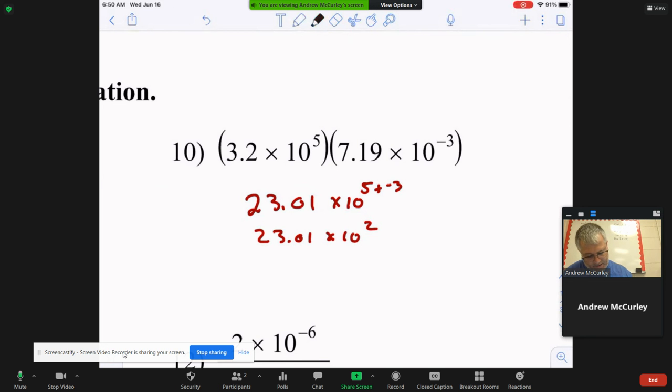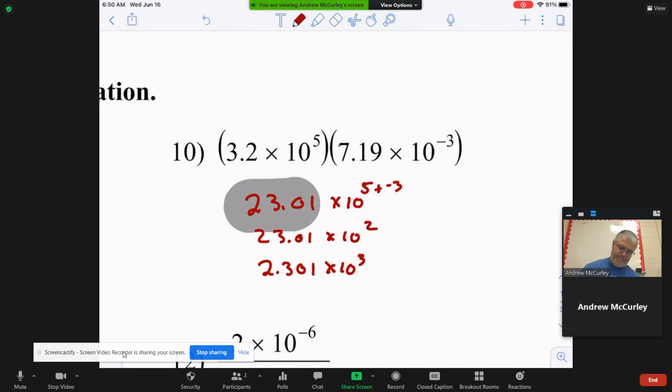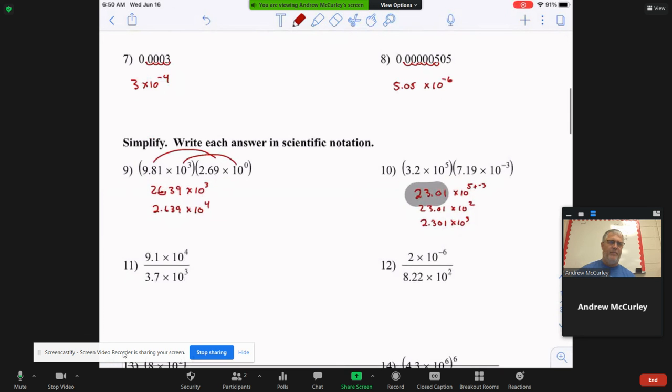The number here has to be less than 10 and 1 or greater. So we've got to have it be 2.301 times 10 to the third. We had to move it once. All right. Really, it's the product rule. It comes down to the product rule.